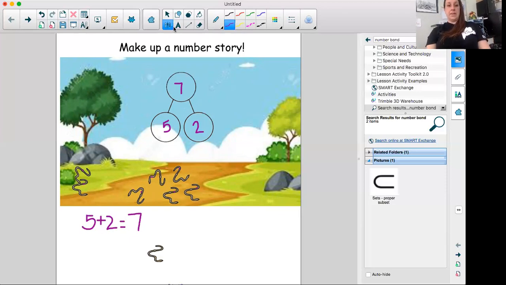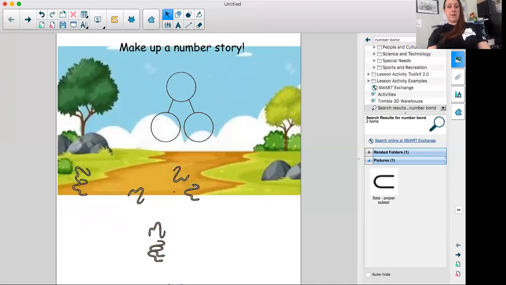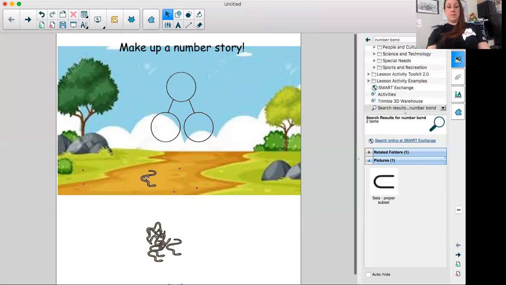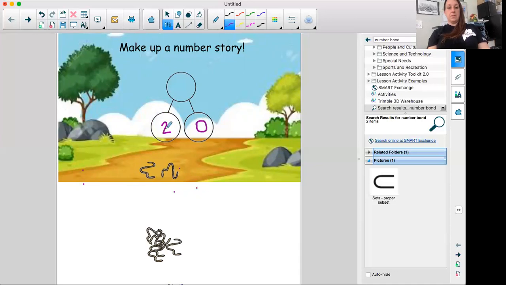So that might look something like this. You got your worms. I keep doing that. Grab the worms. Okay, I should lock that picture in place. Might look something like this. Even though I only have worms, I can say I found 2 worms on the road. And that's it. I found 2 worms on the road. So how will that look in my number bond? It will look like this. I found 2 worms in the road and 0 worms anywhere else. 2 plus 0.